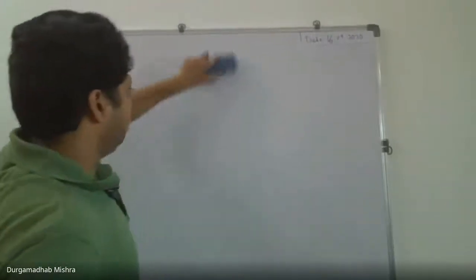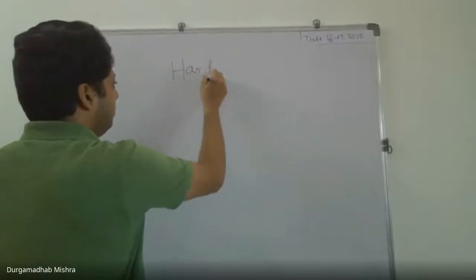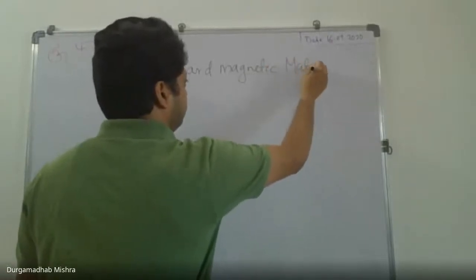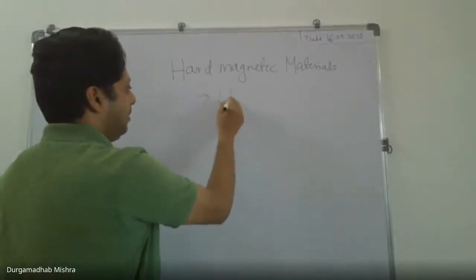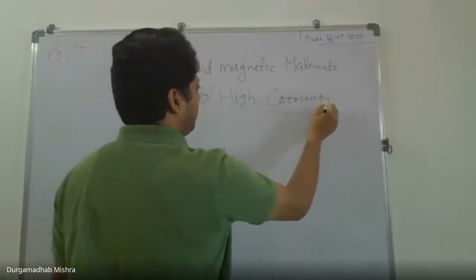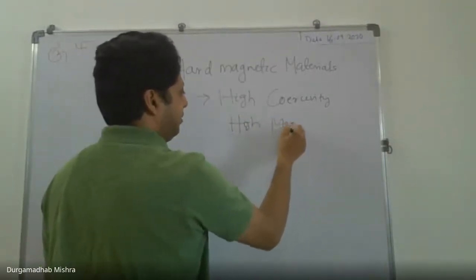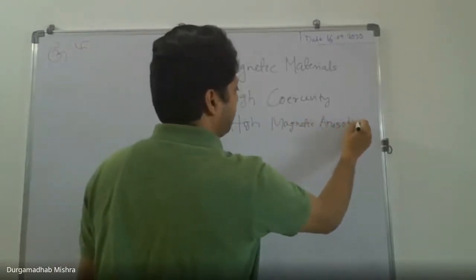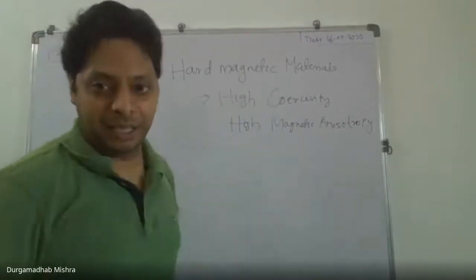Yeah, so today we will discuss the hard magnetic materials. When I say hard, it means they have high coercivity. That means high magnetic anisotropy. Okay, so these are the materials which have very high magnetic anisotropy.